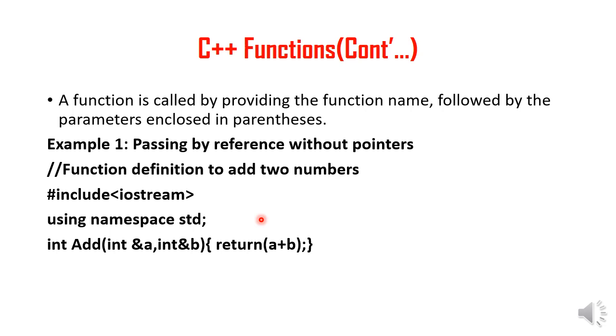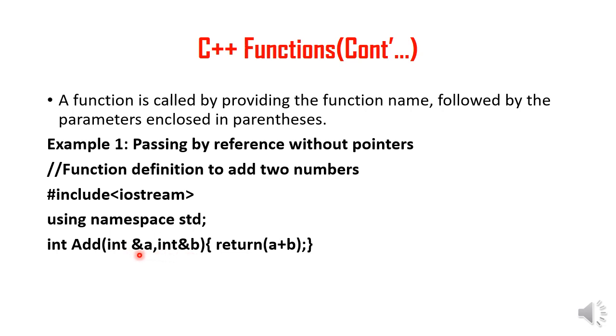The following is the definition of a function. Our function is called add, and its return type is int. We have a pair of parentheses where we are going to declare the parameters. Remember that this function is created to calculate the sum of two numbers. So that is the reason why we will use two parameters. And we are going to call it by reference without using a pointer.